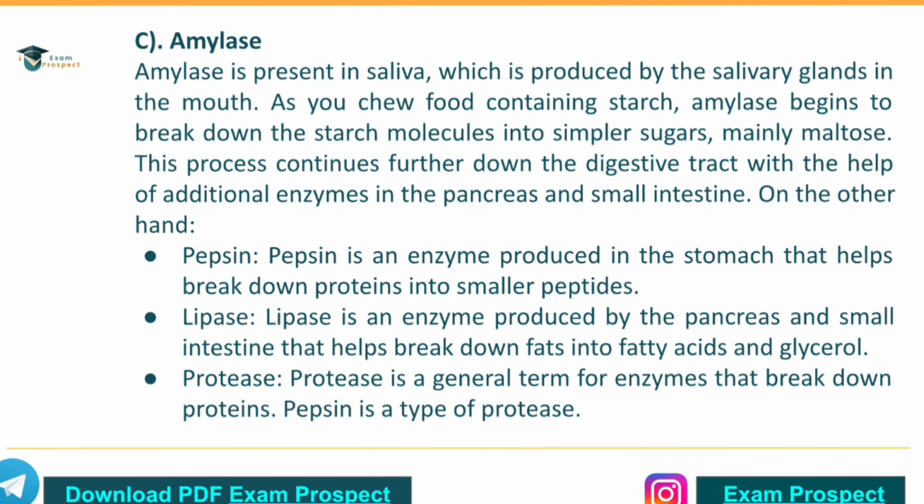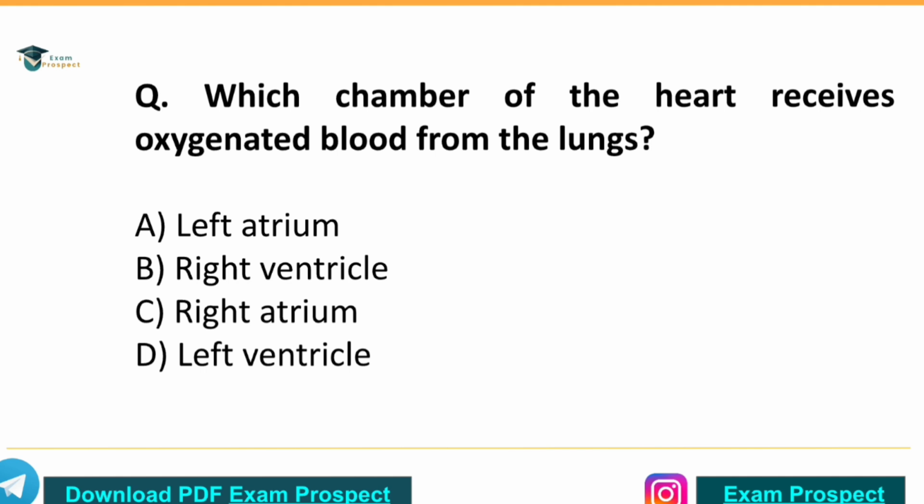On the other hand, pepsin is an enzyme produced in the stomach that helps break down proteins into smaller peptides. Lipase is an enzyme produced by the pancreas and small intestine that helps break down fats into fatty acids and glycerol. And the third one is protease. Protease is a general term for enzymes that break down proteins. Pepsin is a type of protease.